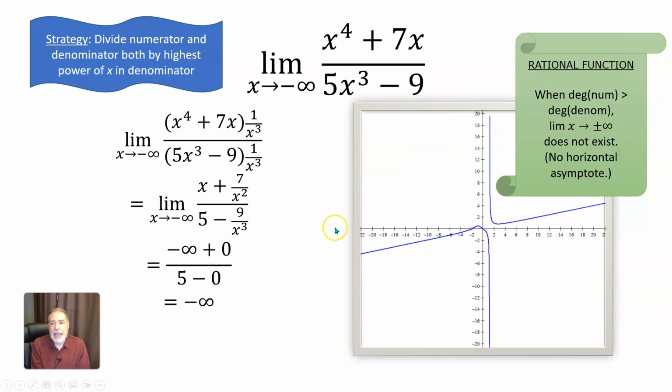Now notice in this last example, we were looking at the limit of a rational function as x approaches either positive or negative infinity. When the degree of the numerator is greater than the degree of the denominator, like in this example, we get a limit of either positive or negative infinity. The limit does not exist. There is no horizontal asymptote. And you can kind of see why. We get the kind of thing happening that happened in this example.